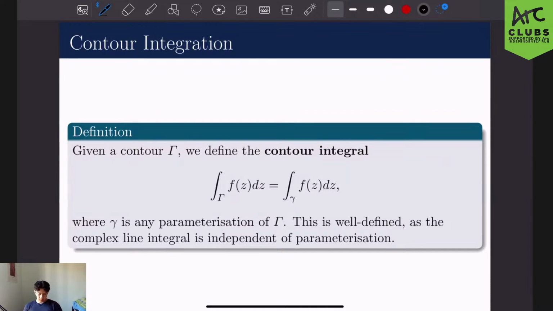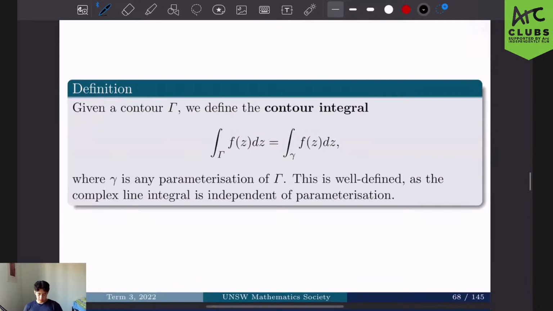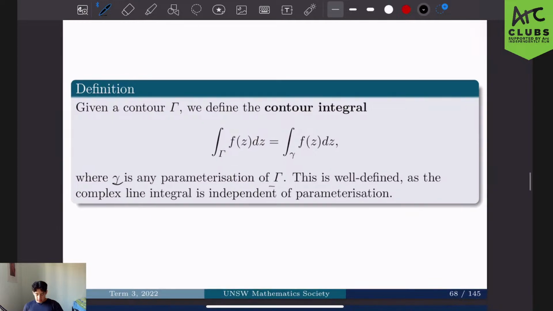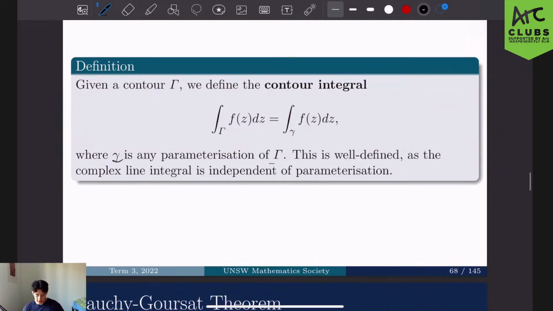Alright, so given a contour, we define the contour integral like this, where gamma is any parameterization of the contour. And it doesn't matter which parameterization we pick.